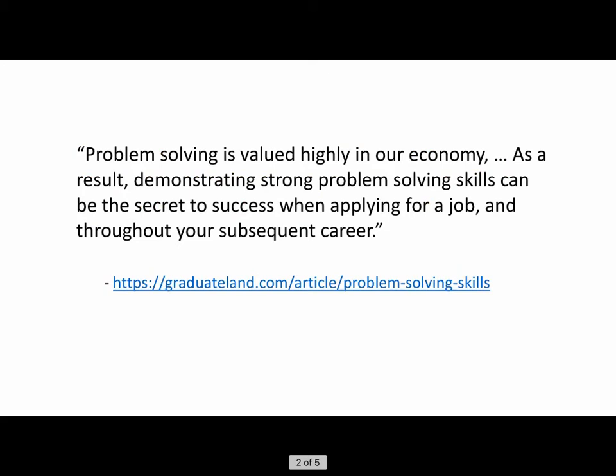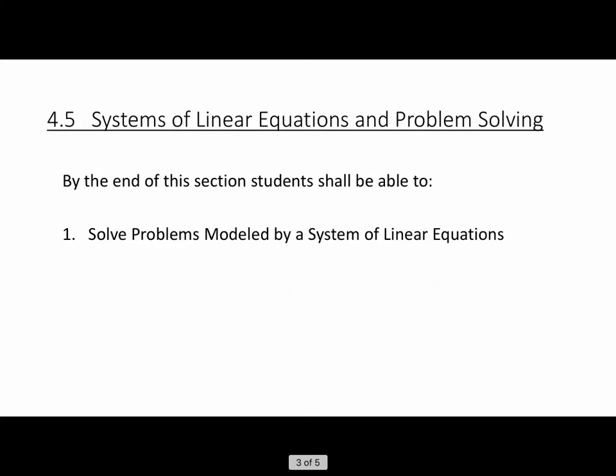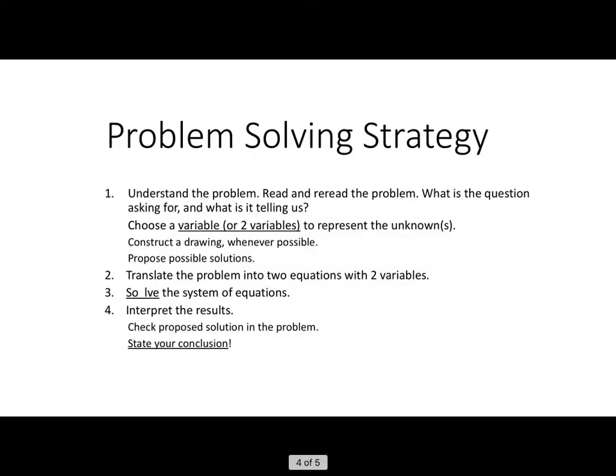So I found this quote from graduateland.com, and they say, problem solving is valued highly in our economy. As a result, demonstrating strong problem solving skills can be the secret to success when applying for a job and throughout your subsequent career. In 4.5, we are working with systems of linear equations and problem solving. And by the end of this section, you should be able to solve problems that are modeled by a system of linear equations. We have our general problem solving strategy that we first discussed in chapter 2.